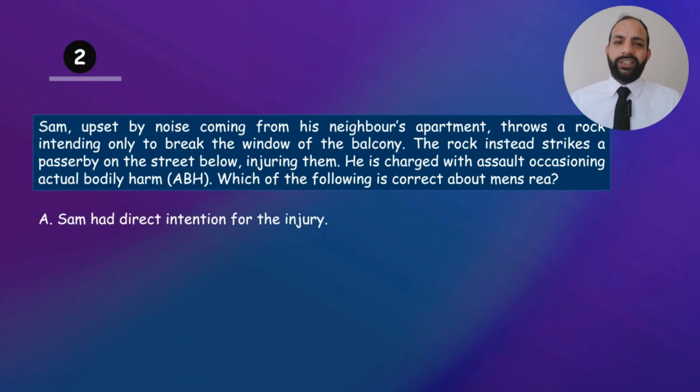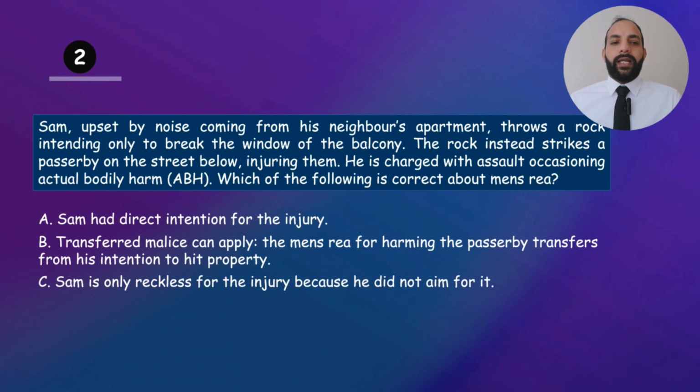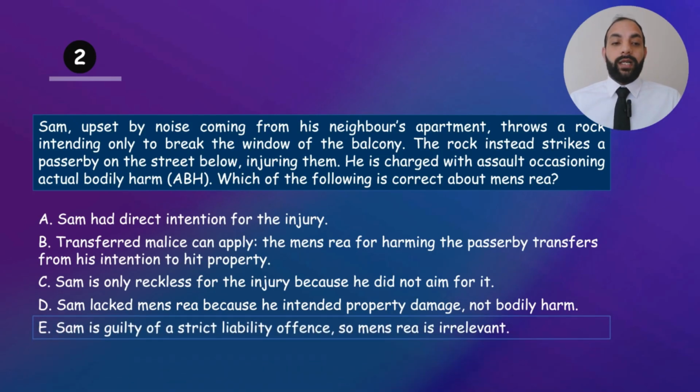A. Sam had direct intention for the injury. B. Transferred malice can apply. The mens rea for harming the passerby transfers from the intention to hit property. C. Sam is only reckless for the injury because he did not aim for it. D. Sam lacked mens rea because he intended property damage, not bodily harm. And E. Sam is guilty of a strict liability offense, so mens rea is irrelevant.